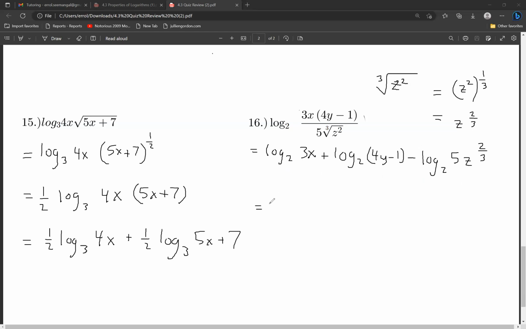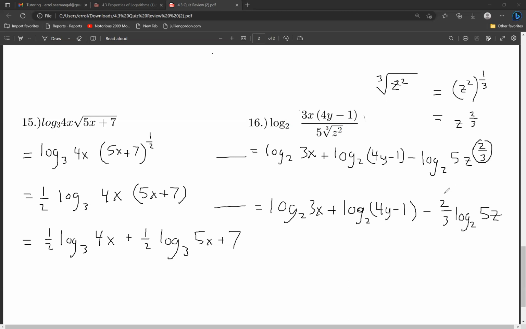Rewrite the first two: log 2 3x plus log 2 4y minus 1, and then minus 2/3 log 2 5z. There you go. The only difference between this line and this line is that this 2/3 is now in the front right here. Okay.